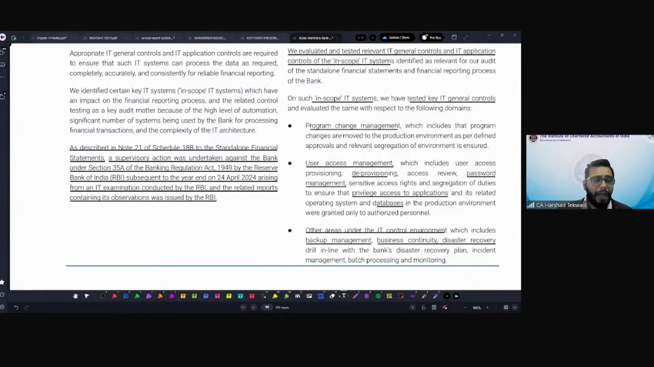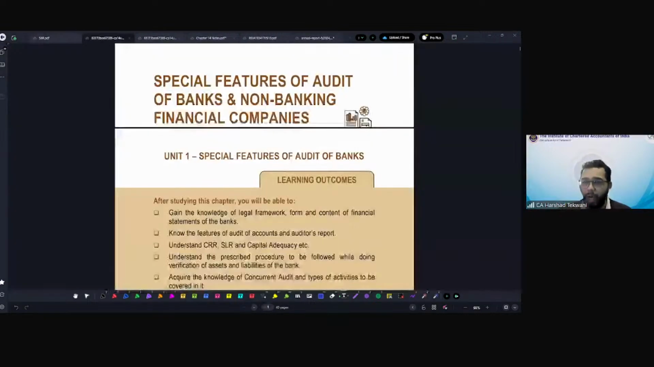But if I have to tell you how we conduct a bank audit, or what are the steps, or what are the basic things that we do in a bank audit? See, when it comes to a bank audit, first comes understanding the entity and its IT environment and internal controls. Then after that comes the requirements related to CRR, SLR, verification of assets and liabilities, NPA norms and provisioning, capital adequacy, and then other banking regulation requirements.